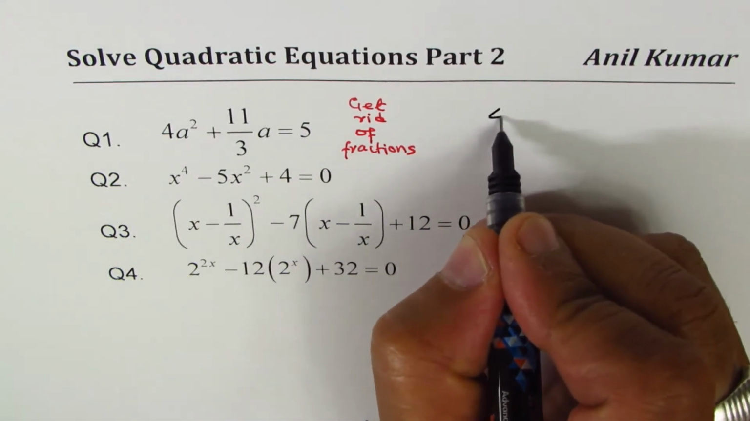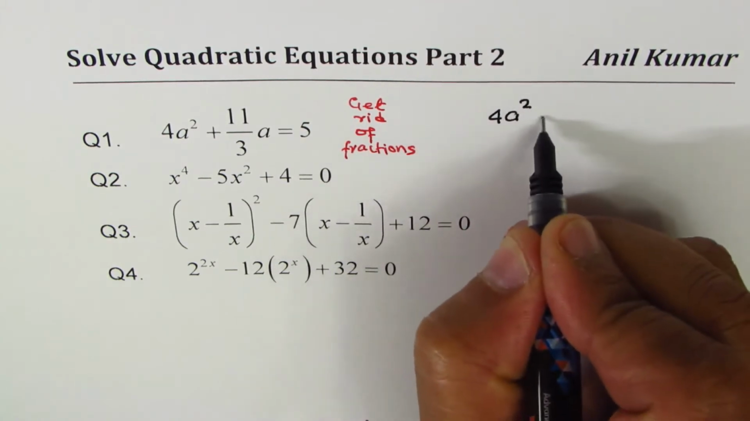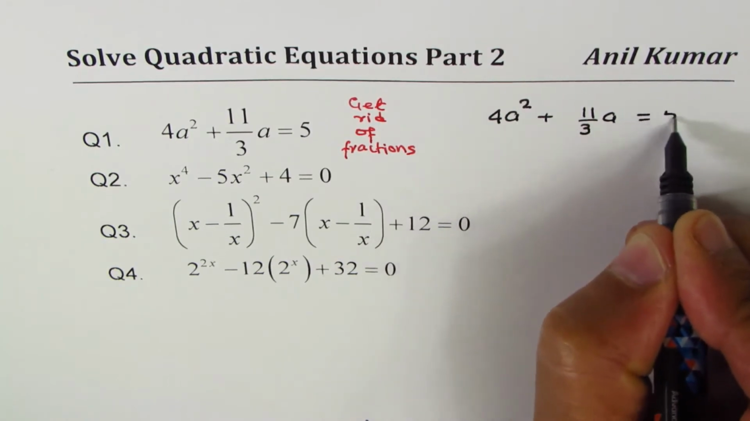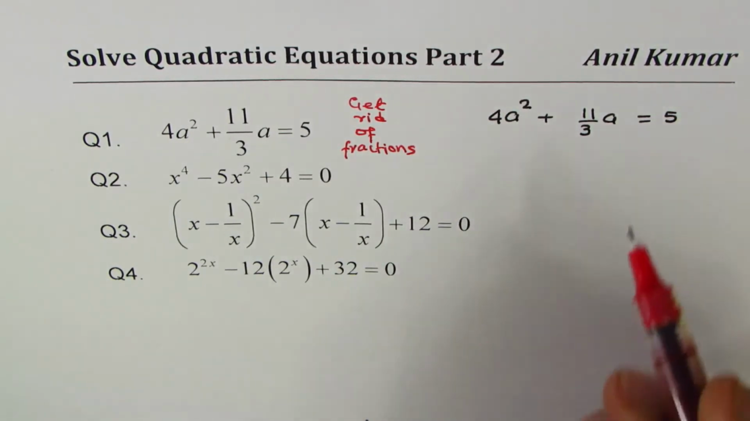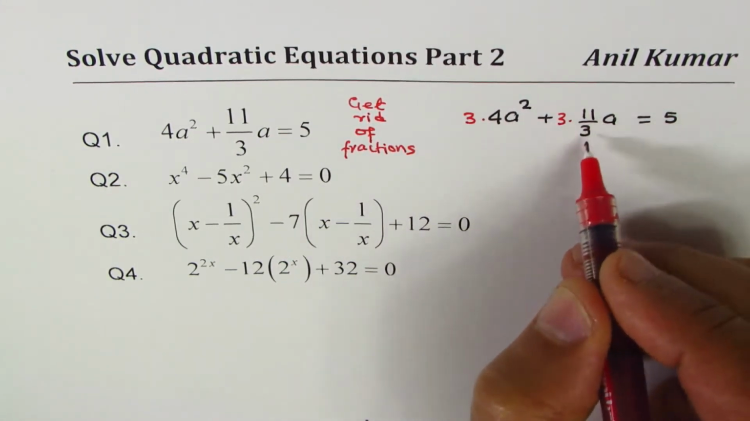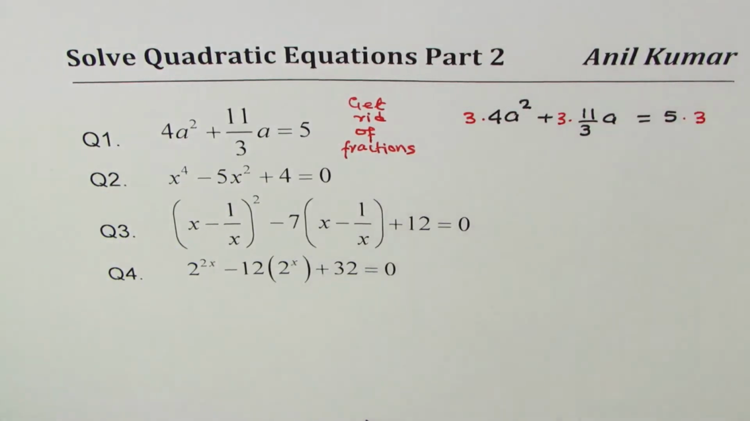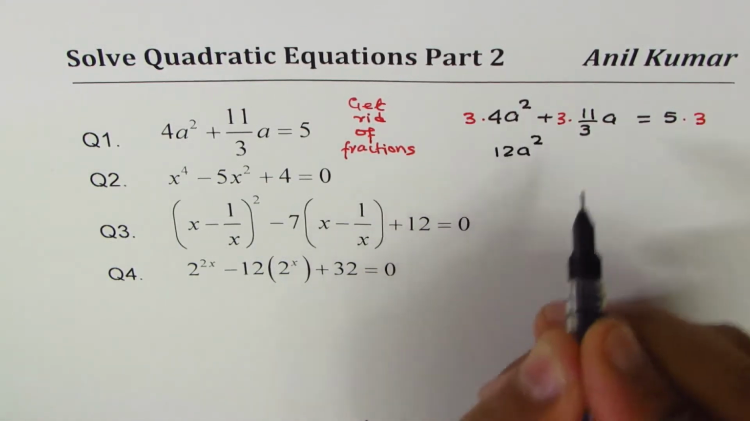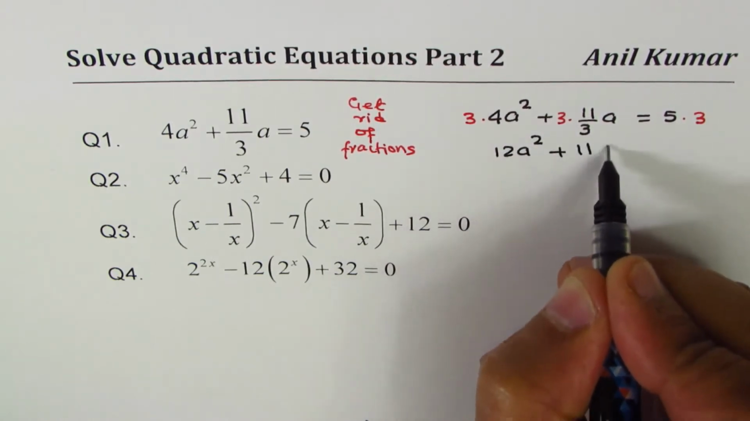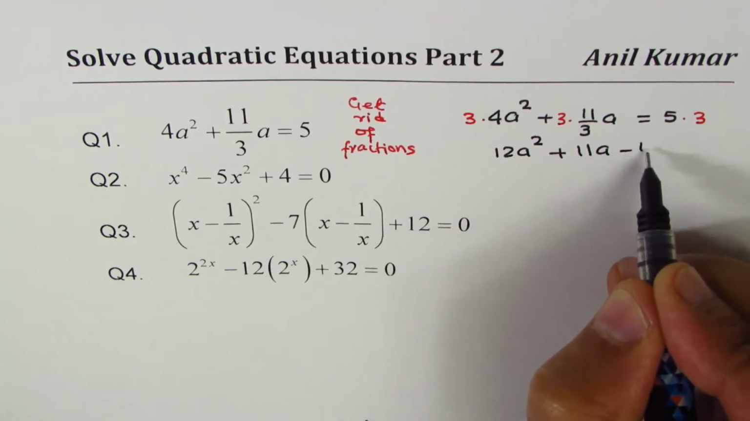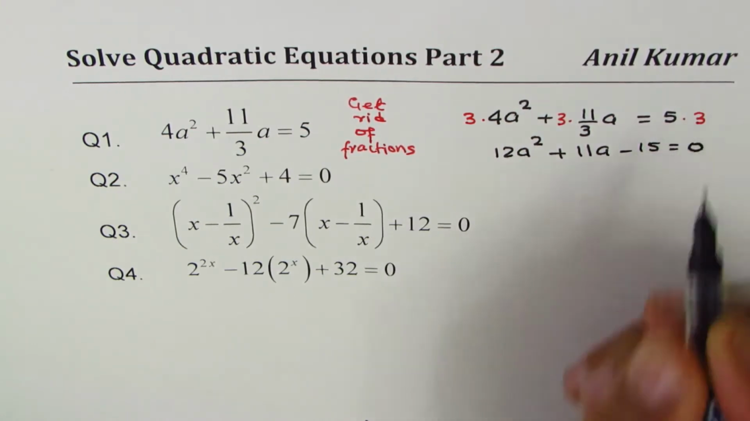So the question here is 4a square plus 11 over 3a equal to 5. So we'll multiply each term by 3. So it becomes 3 times 4a square, this becomes 3 times 11a over 3, and that becomes 5 times 3. So now, as you can see, it could be simplified and written as 12a square. 3 and 3 cancel, so we get plus 11a. 5 times 3 is 15. We can bring it to this side, so I'm doing 2 steps here. Minus 15 equal to 0, right?